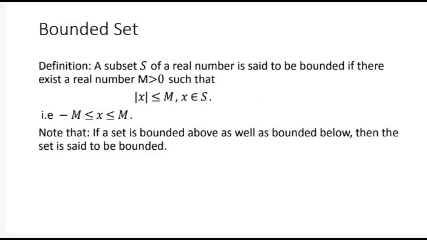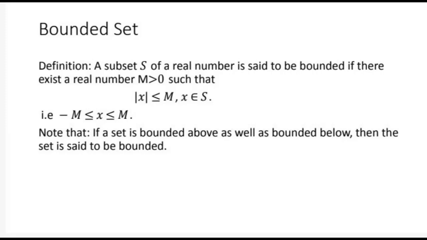Let's get started. Let's talk about the meaning of a bounded set in real numbers. A subset, which we call capital S, of the real numbers, is said to be bounded if there exists a real number, which we'll call capital N, that is greater than 0, such that the absolute value of every element in the set is less than or equal to N.